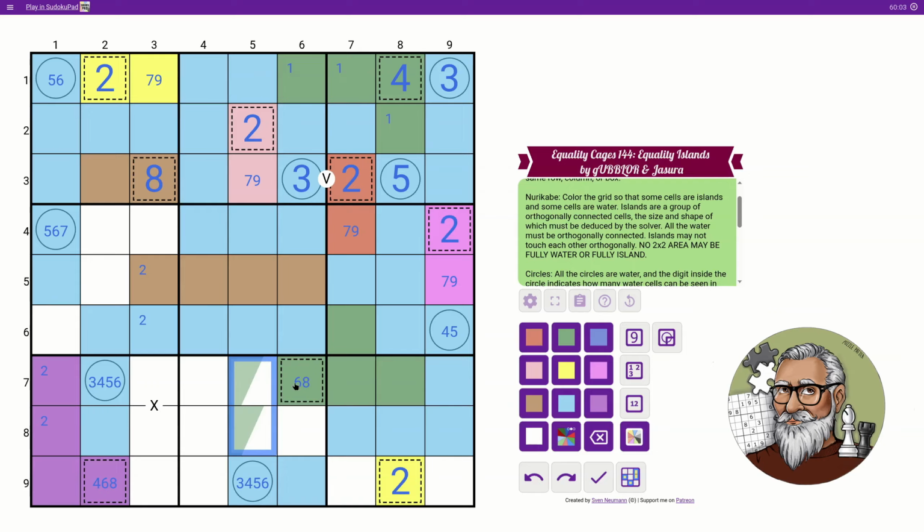Can this just be 6? Then this one would have to be, what would it have to be? 6 as well, right? That works, doesn't it? Yeah, it seems like it can.